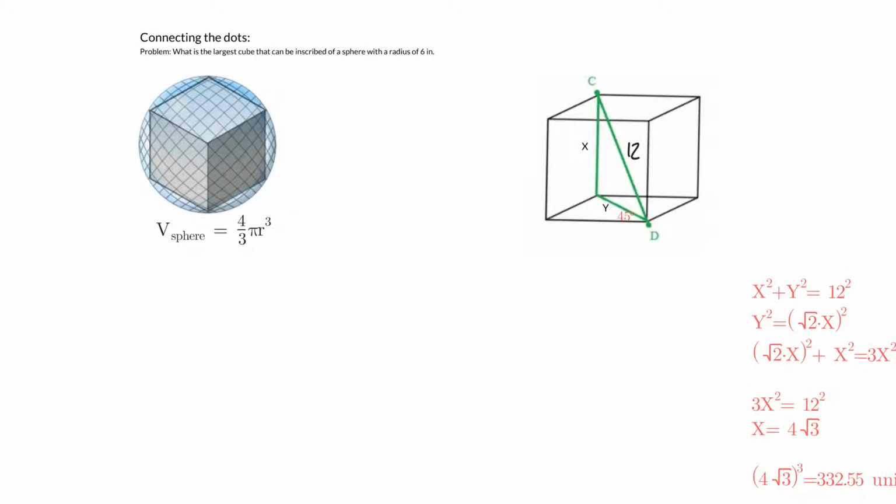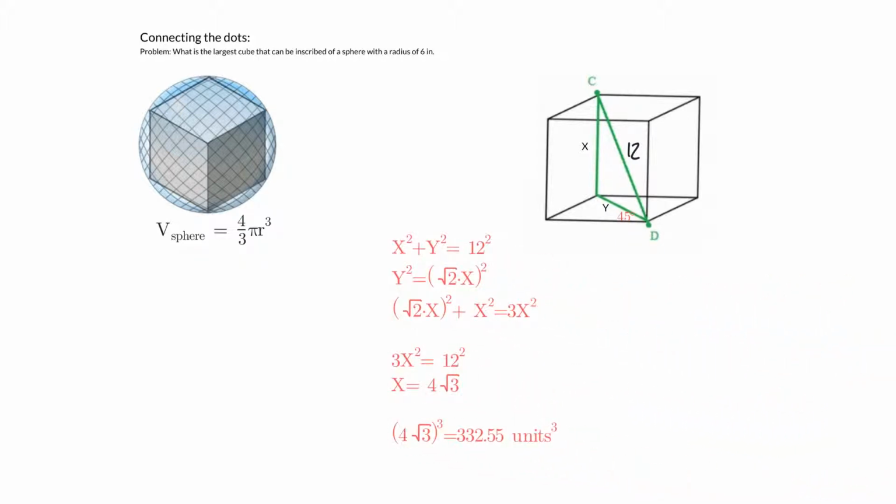So our final problem asks us what the largest cube that can be inscribed in a sphere with a radius of 6 inches is. And so to first start off, we're going to have our Pythagorean theorem, x squared plus y squared equals 12 squared, which is the radius times 2, since C and D touch the sphere exactly.